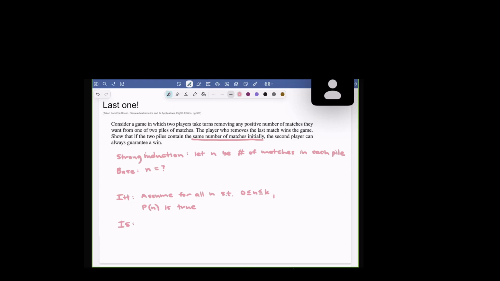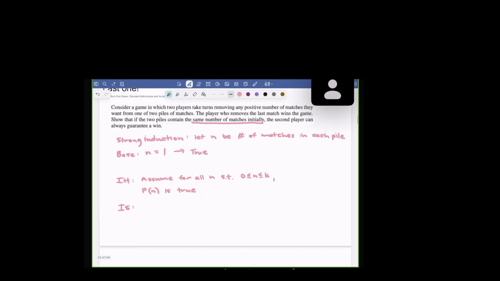Okay, so let's go over this. Here I just defined n to be the number of matches in each pile. Base case n equals 1. If there is one match in each pile, the first person that takes the first match will lose because the second person can just remove the match in the other pile and win. So this holds. And then, because we're using strong induction, we assume for all n between 1 and k, P of n is true.